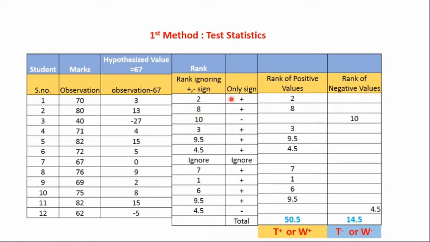The first has a positive sign, rank is 2. Second positive, rank is 8. Third is negative, rank is 10. We will note down in a separate column. In this way, we will note down the rank of positive values and the rank of negative values. Now check the total. Total of the rank of positive values is 50.5 and total of the rank of negative values is 14.5. In some books, it is noted as T plus, or in some books it is given as W plus. Either can be used.